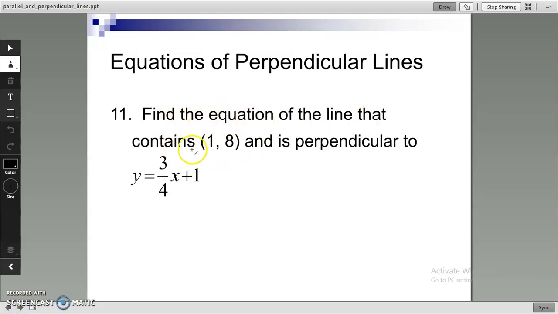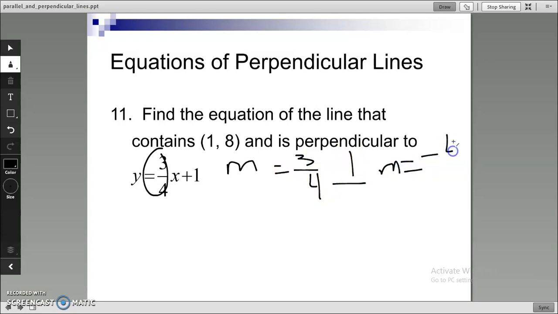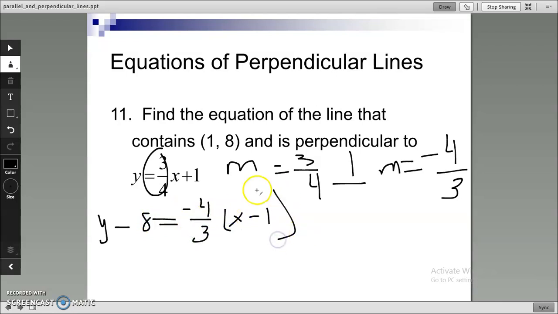All right, let's do this one last one. Find the equation of the line that contains (1, 8) and is perpendicular to y equals 3/4 x plus 1. I was just looking at the slope. I'm sorry. So my perpendicular slope would be the negative reciprocal. I flipped it upside down and changed the sign. So that's y minus y1, which is 8, is equal to -4/3, which is my slope, times x minus x1.